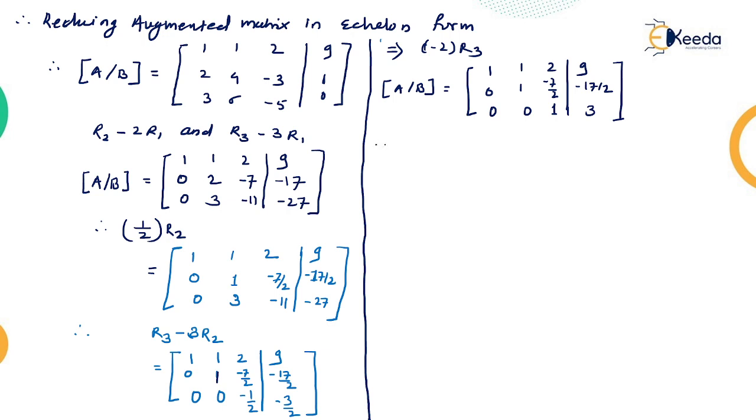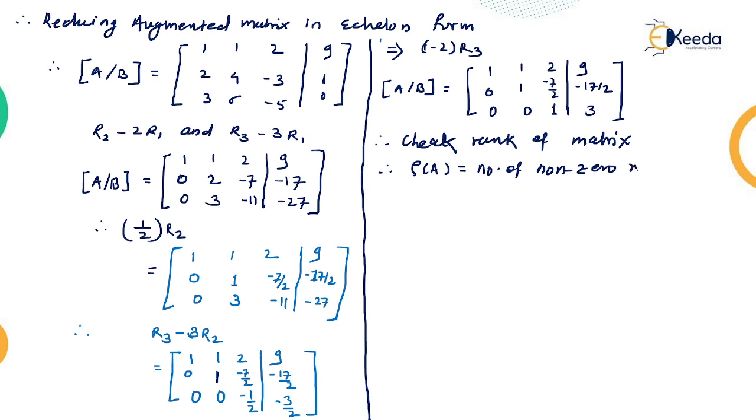So this is the transformation of the rows after changing minus 2 into R3. Therefore we check the rank of the matrix. The rank of matrix A: you observe this side of the matrix is A, only matrix A. So what is the rank of matrix A? It is denoted by rho of A. It is nothing but the number of non-zero rows.